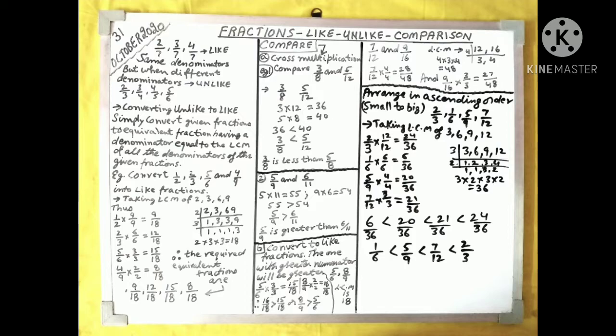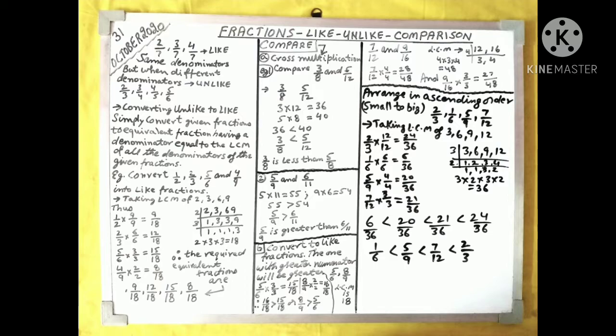See the question, convert the fractions 1 by 2, 2 by 3, 5 by 6 and 4 by 9 into like fractions. So if we take the LCM of the denominators 2, 3, 6 and 9, it comes out to be 18 as shown. So we will convert each of the given fractions into an equivalent fraction with denominator 18, right? So 1 by 2 is equal to 9 by 18, 2 by 3 is equal to 12 by 18, 5 by 6 is equal to 15 by 18 and 4 by 9 is equal to 8 by 18. So the required like fractions are 9 by 18, 12 by 18, 15 by 18 and 8 by 18.